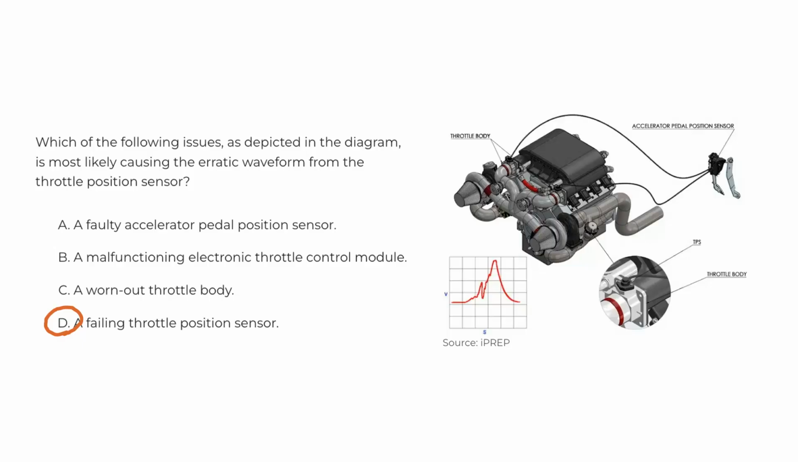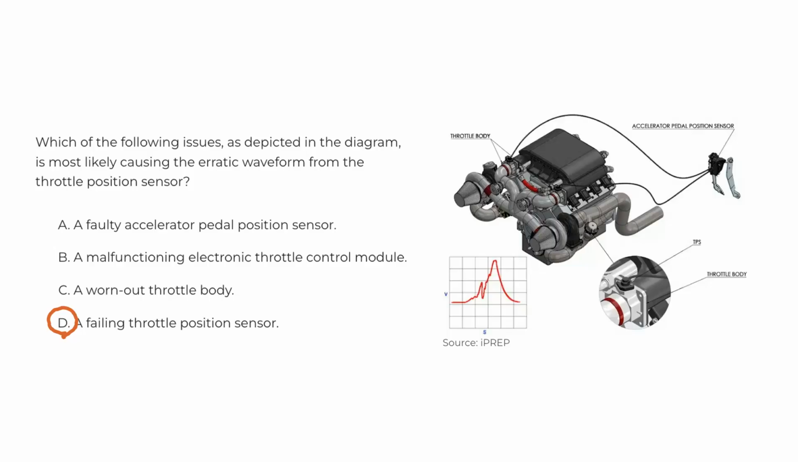So an erratic waveform, and again this is to say noisy, spiky, or dropping out, almost always points to a bad TPS, or its connector or ground. A good TPS, on the other hand, should produce a smooth, monotonic voltage as the throttle opens. And again, that is not what we see in this waveform. We see something that is indeed noisy and spiky. So for that reason, the correct answer is D, a failing throttle position sensor or a failing TPS.